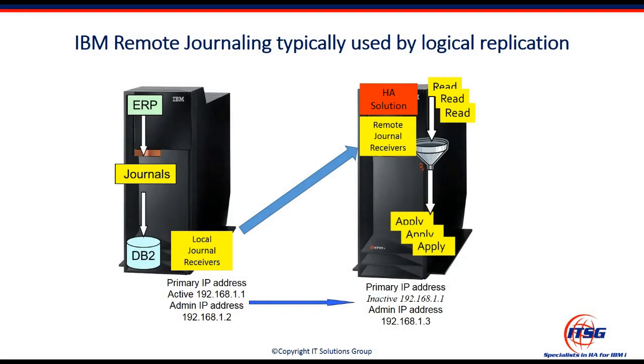Logical replication typically uses IBM remote journaling. This is a fantastic way to transport data from one system to the other. It's extremely fast and extremely efficient. So what happens is your ERP updates, writes it out to a journal, out to the database, goes to a local journal receiver, and then that receiver sends it to a remote journal receiver. And the HA products, the logical replication products, sit on top of that receiver and harvest that information out of there and apply it to the target database.